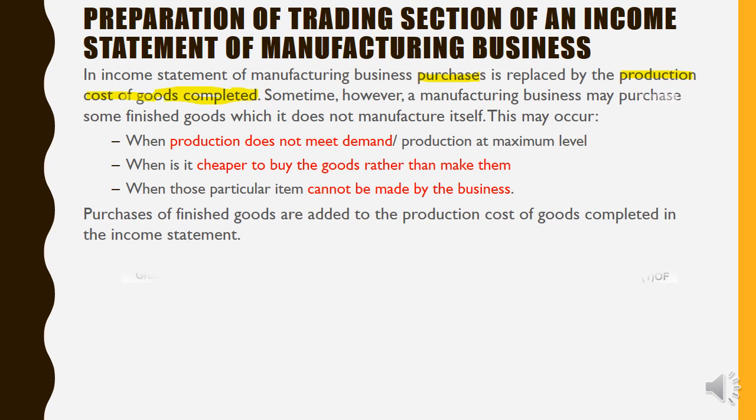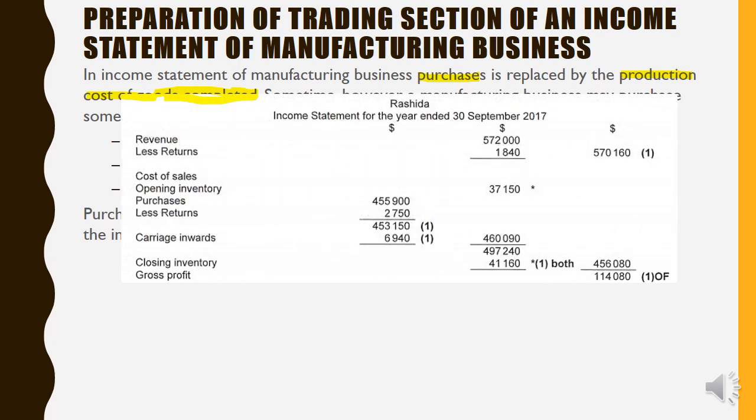We see one example. Okay, this is the normal income statement that we normally prepare. Revenue until the gross profit. Inside here, can you see under the cost of sales, we have our opening inventory as usual. Then we have purchases. Okay, for the manufacturing business, these purchases will be replaced with cost of production. This is how we present the trading section of the income statement for a manufacturing business.